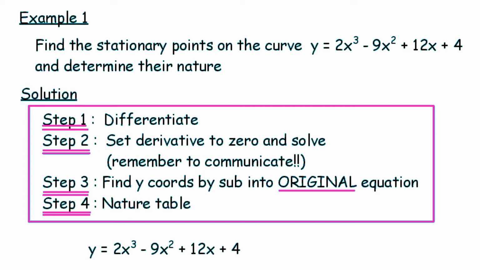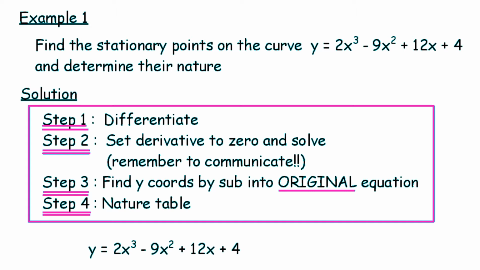This video is going to be on stationary points, which is part of the differentiation topic. Example 1: find the stationary points on the curve y equals 2x cubed minus 9x squared plus 12x plus 4 and determine their nature. That is how this question is very often worded, and it is one to expect to see in lots of assessments and in your final exam.